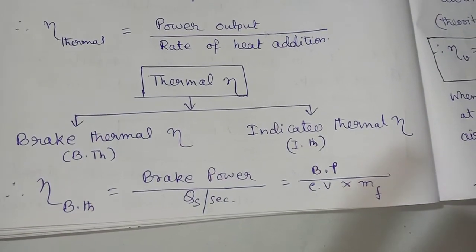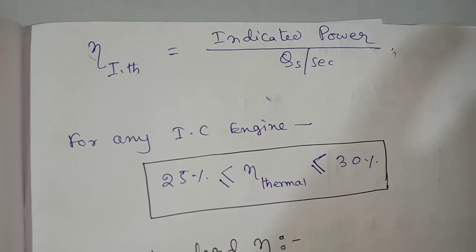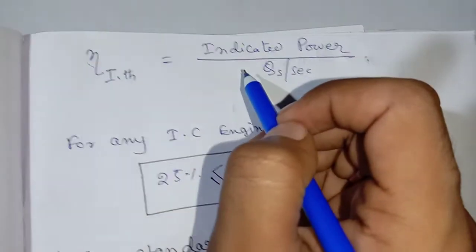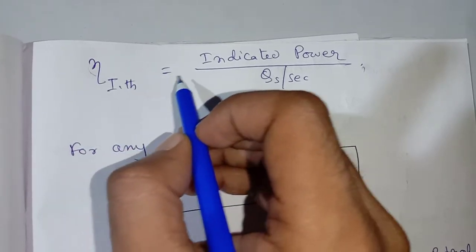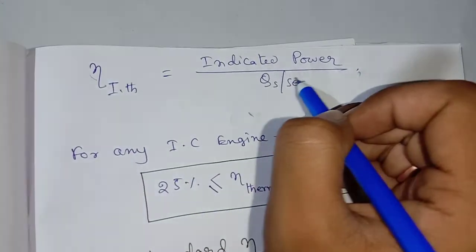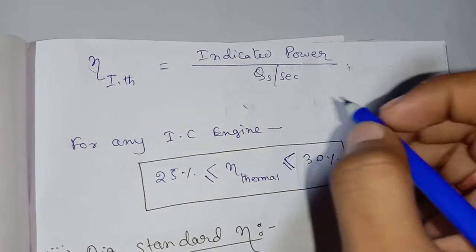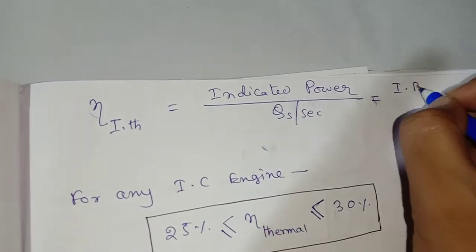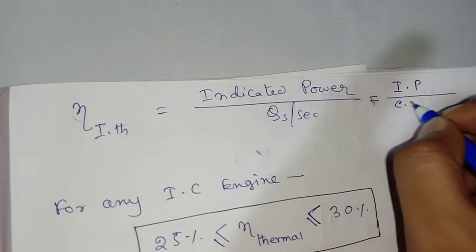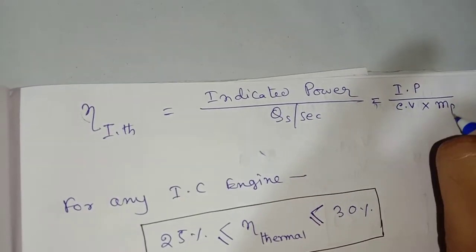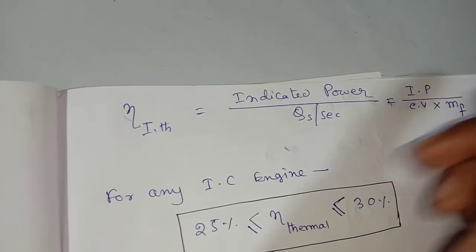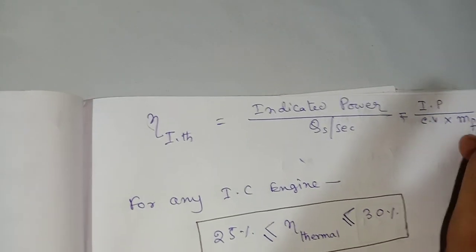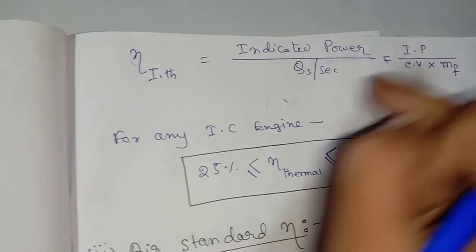Now indicated thermal efficiency. Indicated thermal efficiency is equal to indicated power by heat addition. So indicated thermal efficiency is equal to indicated power by rate of heat addition or heat supplied. So I can say indicated power by CV, or calorific value, into mass of fuel. So indicated thermal efficiency is converted into calorific value and mass of fuel, for IC engine.